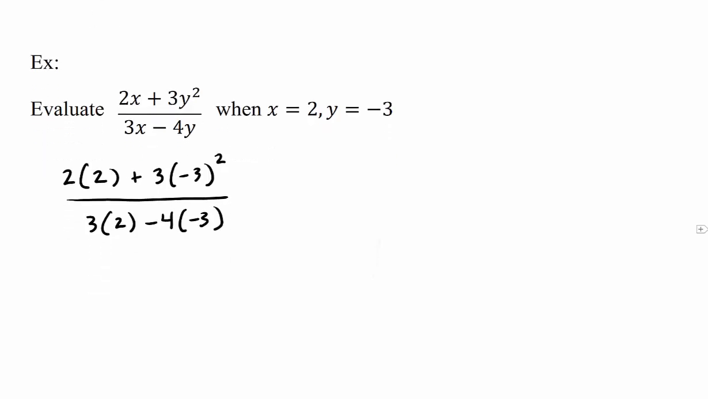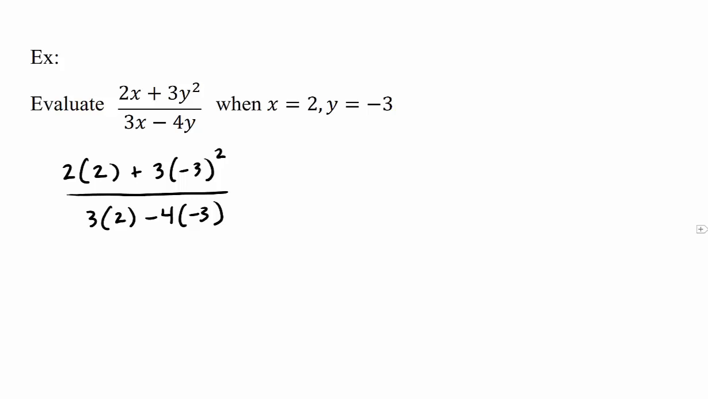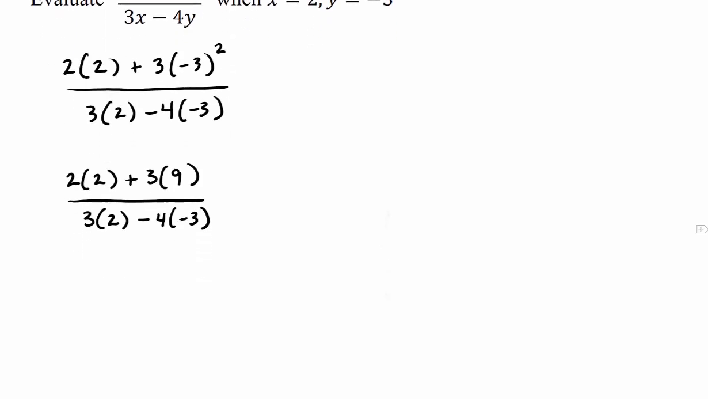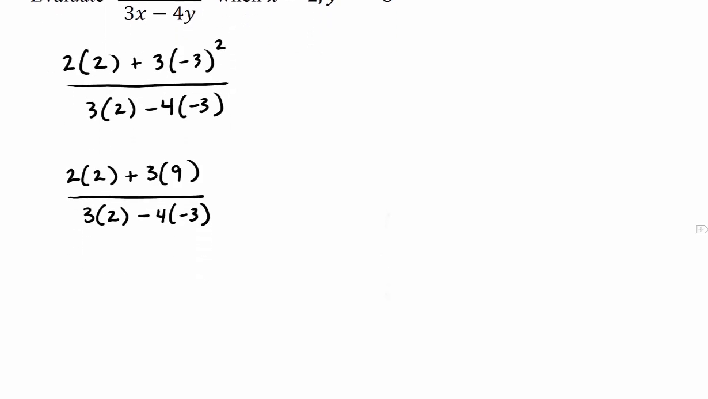I'm going to do my exponents first, so I can see that I have a negative 3 squared in the numerator. So that's going to be 9. And now I have a bunch of multiplication, so I'm going to do all of these multiplications out. The first one in the numerator, I've got 2 times 2, which is going to be a 4. And then I've got a positive 3 times a positive 9, which is going to be a positive 27. In the denominator, I've got 3 times 2 to be a 6. And then I've got a minus 4 times a minus 3, and that's going to be a positive 12.